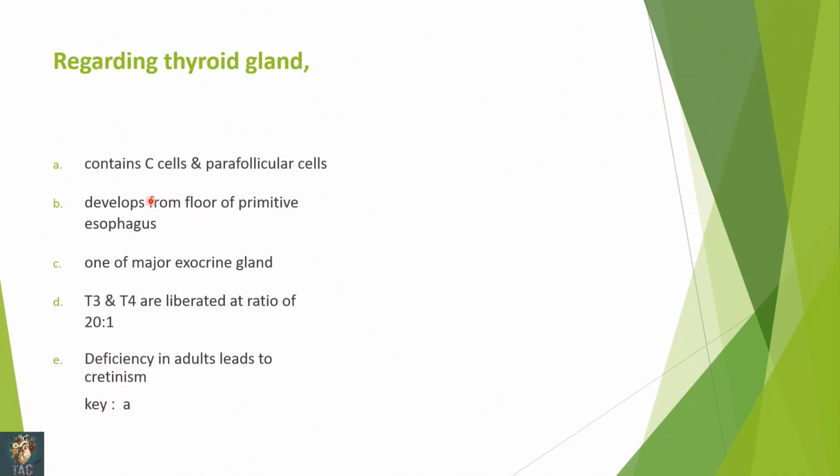Regarding the thyroid gland: it contains C cells and parafollicular cells. It develops from the floor of the primitive esophagus? This is not the esophagus, it is the pharynx. One of the major exocrine glands? This is not exocrine, it is an endocrine gland. T3 to T4 are liberated at the ratio of 20:1? This is the opposite of the original one. The deficiency in adults leads to cretinism? Now this is deficiency in newborn babies and in early childhood, which is cretinism. So the correct option is, contains C and parafollicular cells.